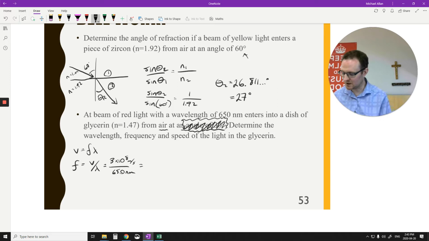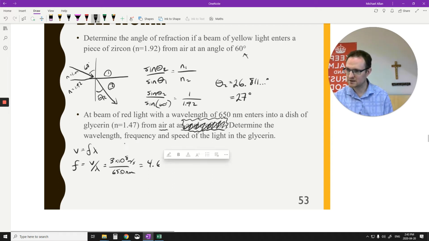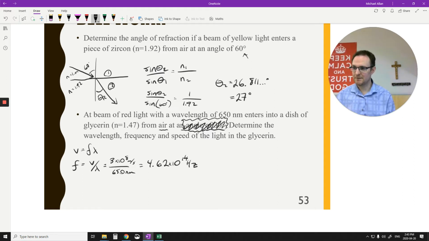Now I've got to change the nanometers into regular meters. You can look at your formula sheet for that, but it is 650 times 10 to the negative 9. That's what a nano is. So my frequency of red light here, in 3 sig digs, is 4.62 times 10 to the 14 hertz. Okay, so I found my frequency.